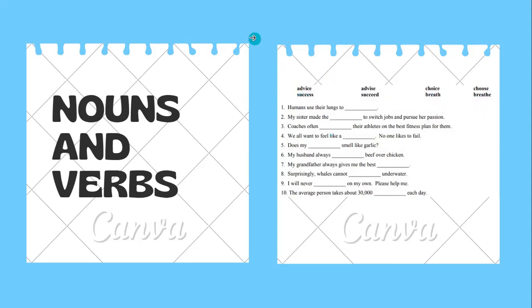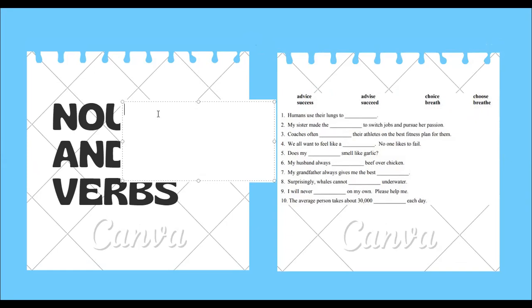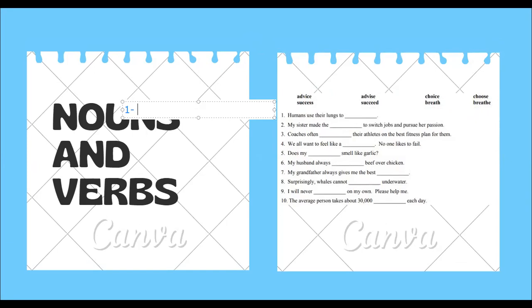So let's do these examples and let me write them for you as you can see on the screen. Firstly, you can see it is saying humans use their lungs to, yes, we need to use a verb. So is it breathe or breath? And yes, you are correct. We are saying breathe.